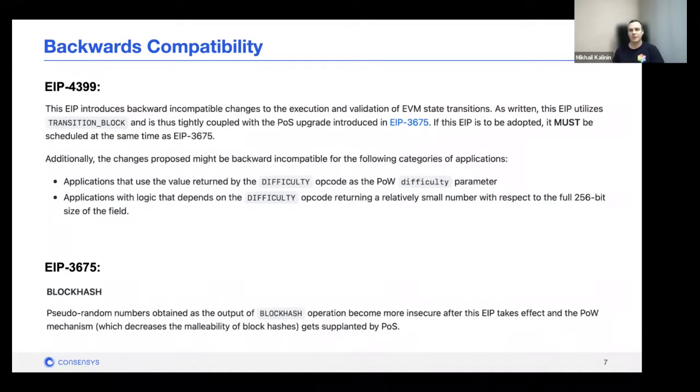But what might be more important is that this EIP introduces backward incompatibilities to the application level. So if there are any smart contracts that use the difficulty field as the real proof of work difficulty, they will no longer function normally. But this actually does not relate to 4399, it rather relates to getting rid of proof of work at all. And this is basically what 3675 does. That's not introduced only by this specification.